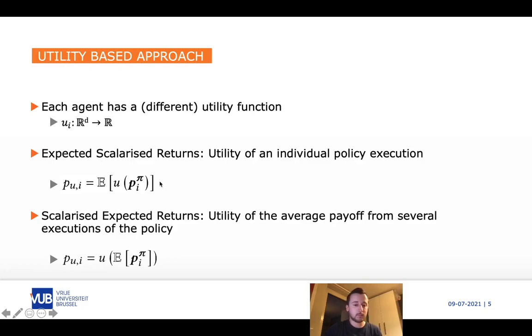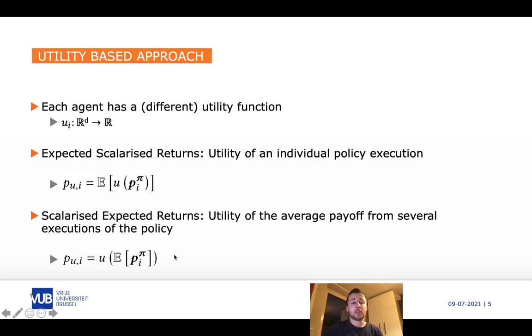But on the other hand, you could say, well, I'm going to make this trip every day for the foreseeable future. So what I actually care about is the utility that I can derive from the average payoff from several executions of the policy. So the average payoff from several of these trips. And in that case, you would want to optimize for the scalarized expected returns, or in short, the SER criterion.